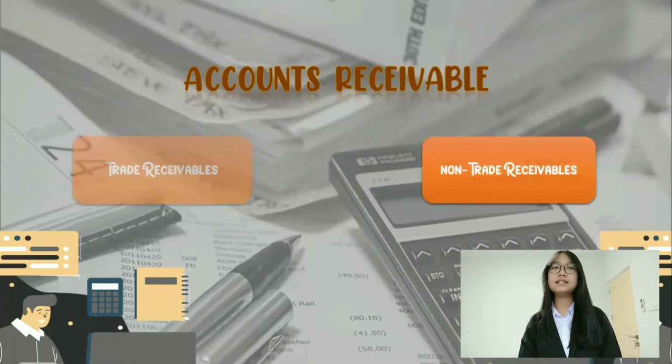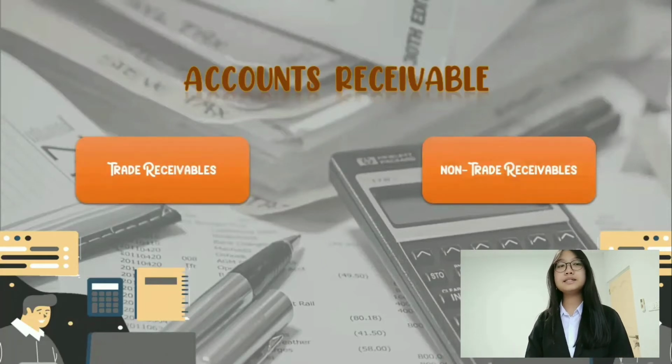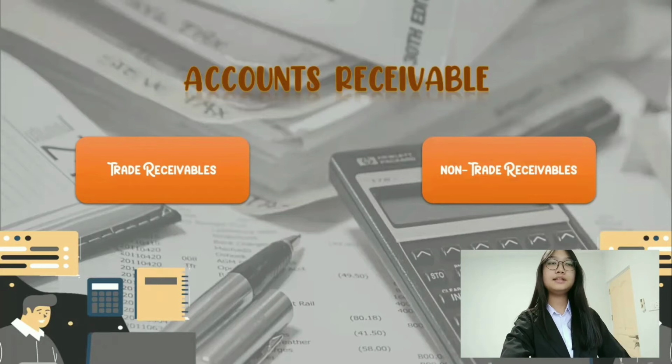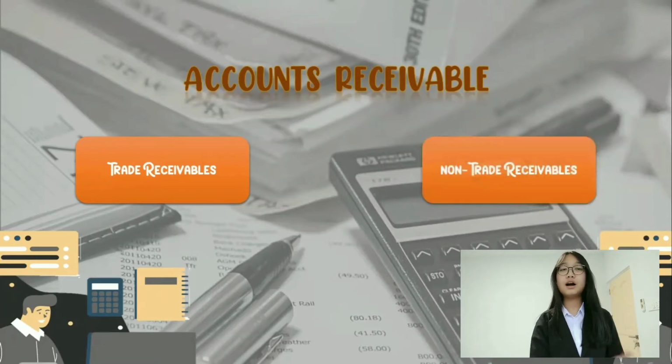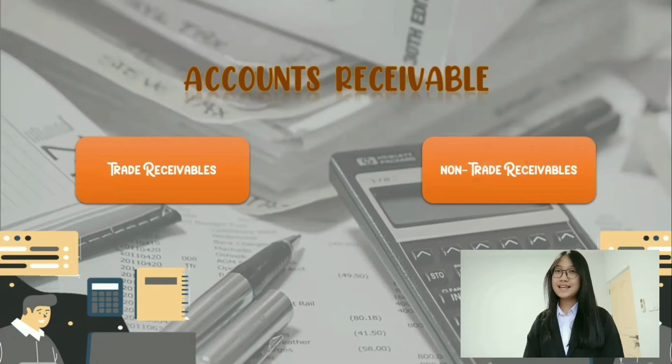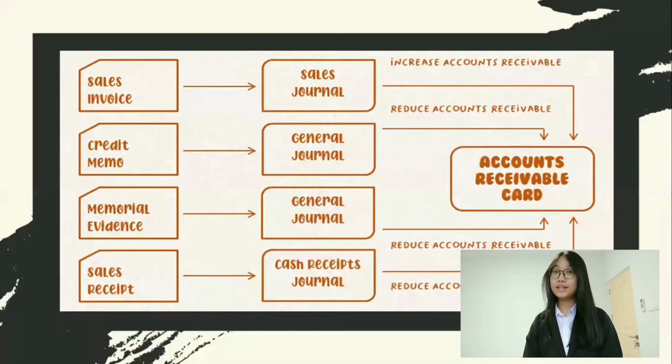Trade receivable is amounts payable by customers for goods and services that have been rendered as part of normal business operation. And the non-trade receivables come from various transactions and can take the form of a written promise to pay or send something. The cycle of receivable recording procedure will look like this.